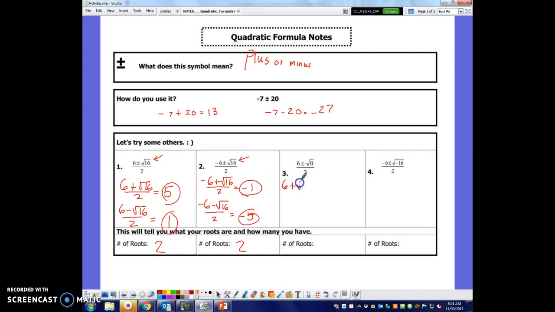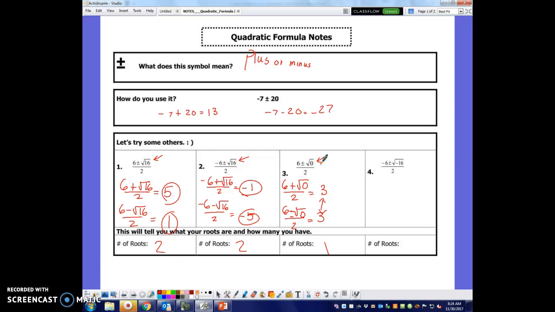So now number 3. We're doing 6 plus the square root of 0. What is 6 plus the square root of 0? 6. And then divide it by 2, and we have 3. Then 6 minus the square root of 0 is what? 6. Then divide that by 2, 3. Okay, so these are the exact same thing. So how many roots do we have? Just 1. Okay, and we knew that because the discriminant is 0. So we only have one root.